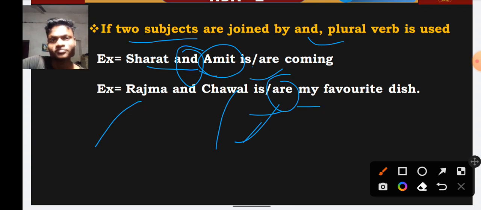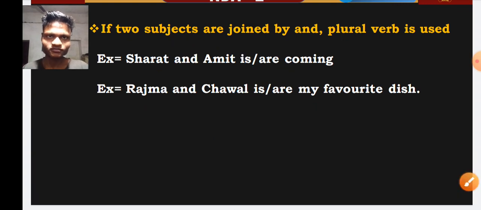And this rule has a certain exception as well. I am telling you here, but in the upcoming slide you will also find this exception, what I am saying right now. So stay tuned. This rule has an exception. Go ahead.